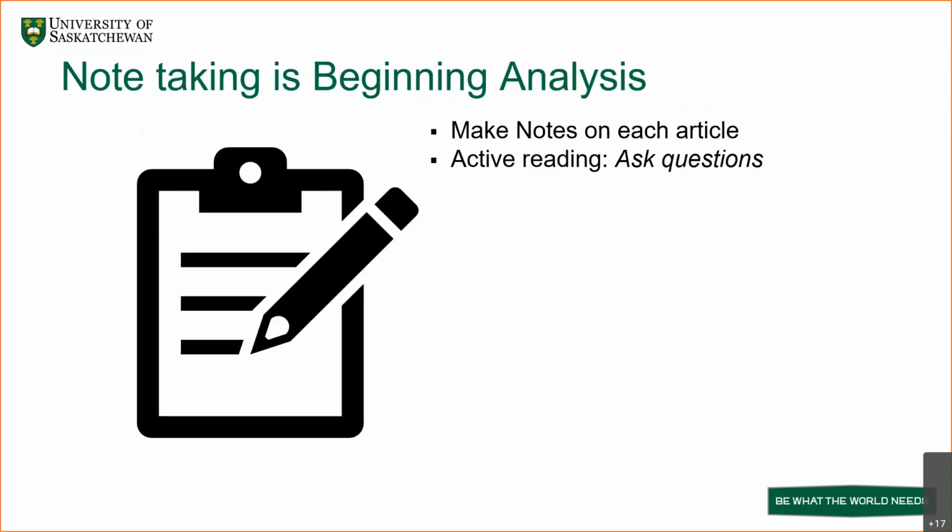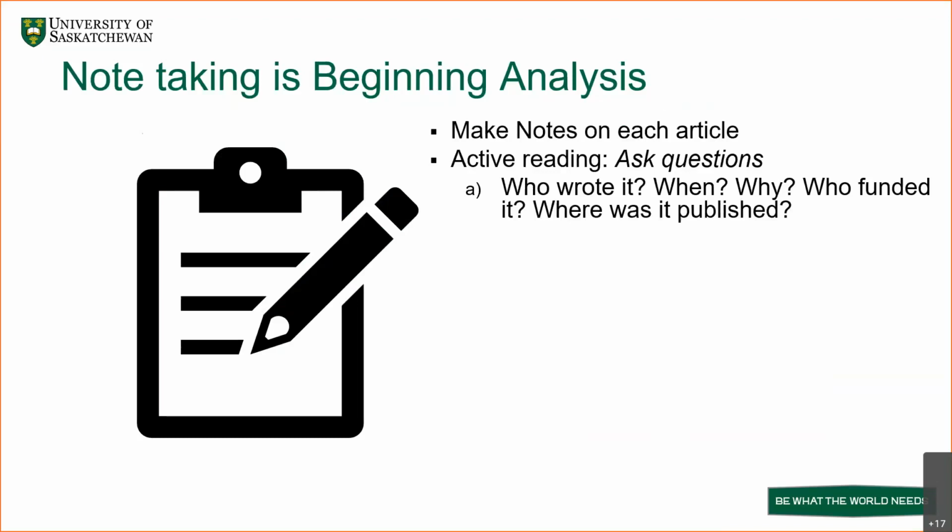This is about active reading, so asking questions. So things like the basics: who wrote it, when, why, who funded it, where was it published? So what journal did you find it in? Because that can tell you quite a bit about a paper. There's a difference between our local undergraduate student research journal, which is awesome, USurge, but there is a big difference between it and its impact factor versus, say, Science or Nature, some of these big high-end journals. So where was it published, who wrote it, when, that kind of thing.